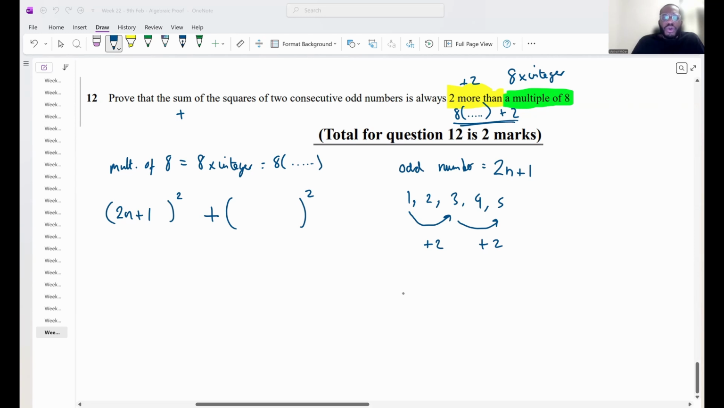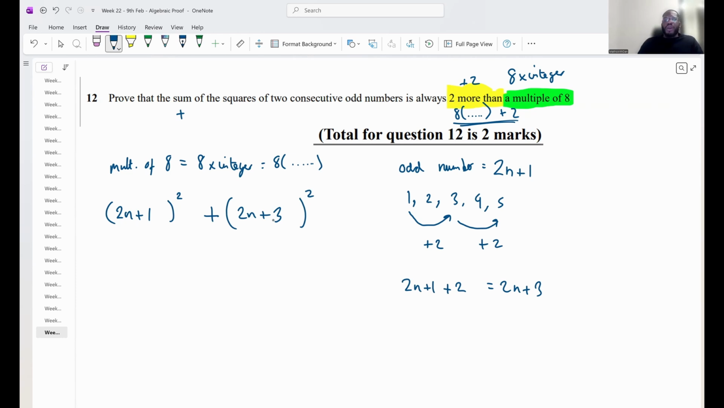We're going to just do 2n plus 1 plus 2, which is 2n plus 3. So that will be the next odd number after 2n plus 1. So this should be our expression. Did anybody get that? Okay, no problems. All we've got to do now is just expand.